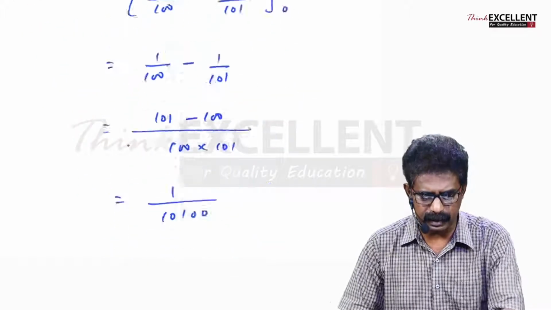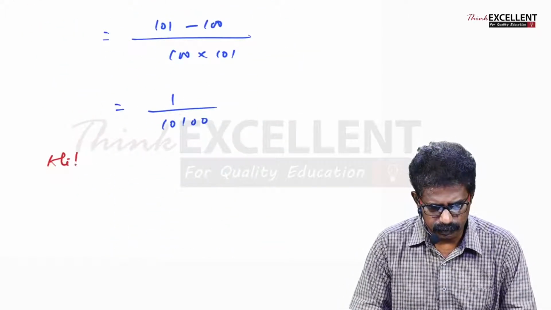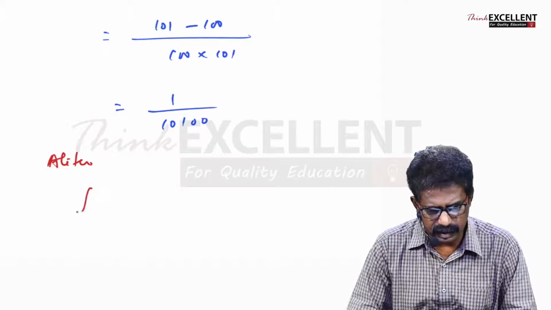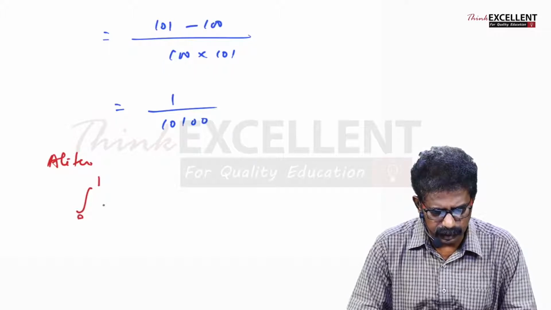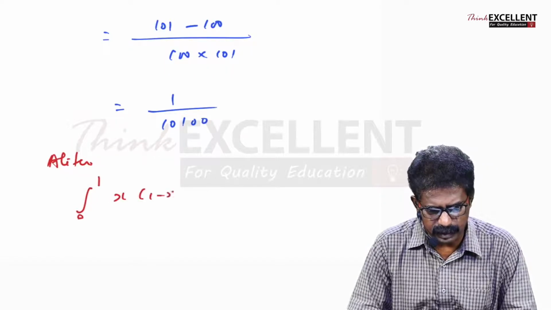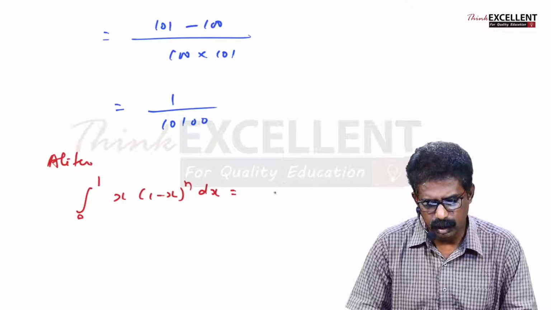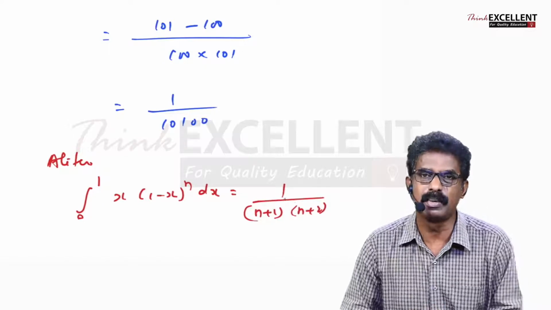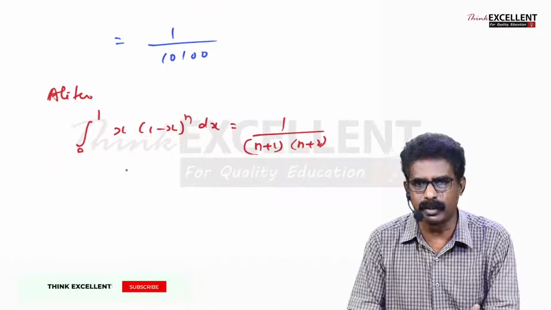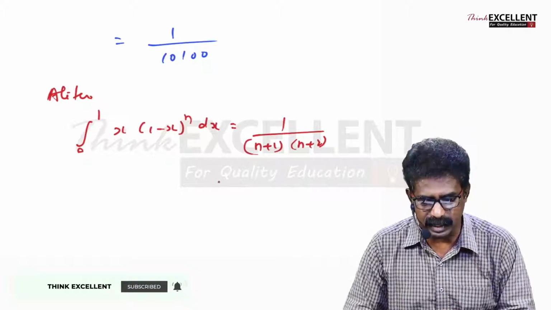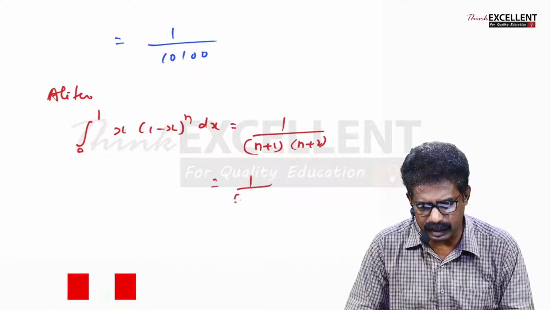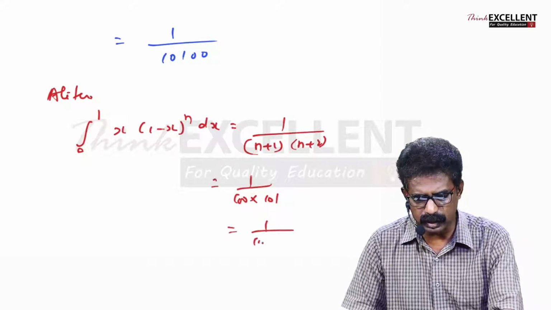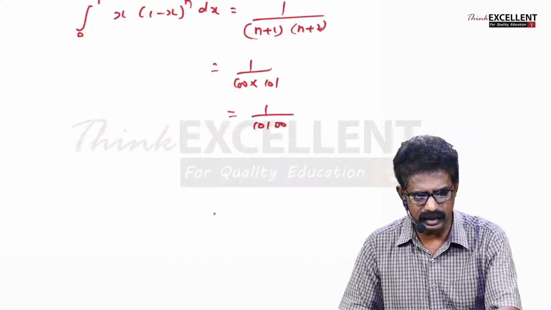But what is the direct method? Another method is, there is a formula: integral 0 to 1 of x into (1 minus x) raised to n dx equals 1 by (n plus 1) into (n plus 2), that's all. In this case, it is the same type only, no? Instead of n, what is given? 99. So your answer is 1 by (99 plus 1), 100, into (99 plus 2), that is 101. Your answer is 1 by 10100. Okay, you can do like this.